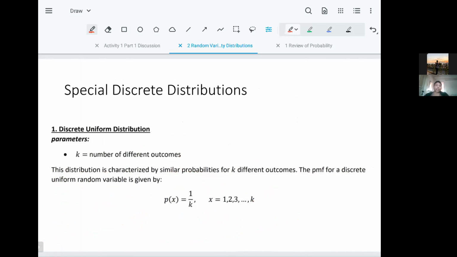So first, discrete uniform distribution. It's the distribution characterized by similar probabilities for k different outcomes. EMF, alam naman na, probability distribution lang yan, di ba? It's gonna be this function. So let me give you an example. Balik tayo dun sa number on the face of a six-sided die. Let's name it X. Number on the face of a six-sided die.